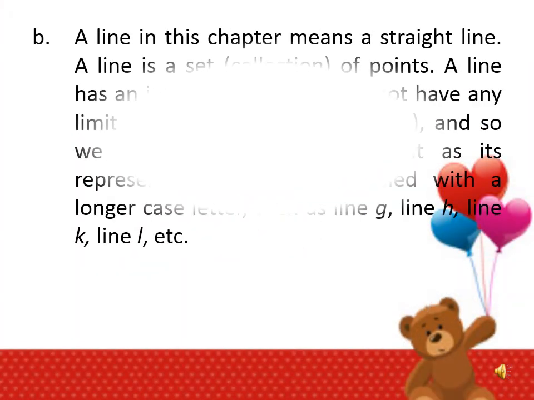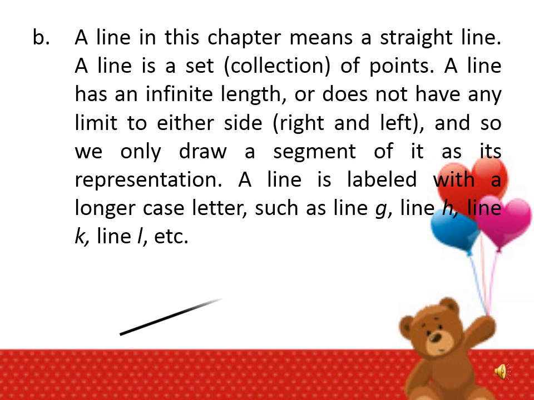B. A line in this chapter means a straight line. A line is a collection of points. A line has an infinite length, or does not have any limit to either side, right and left, and so we only draw a segment of it as its representation. A line is labeled with a lowercase letter, such as line g, line h, line k, line l, etc.